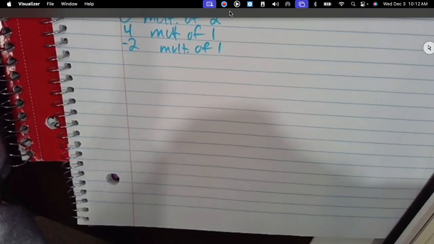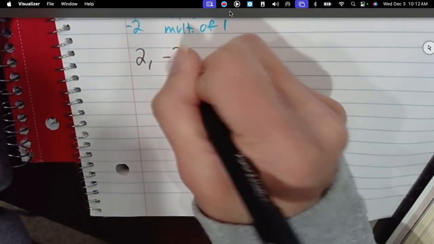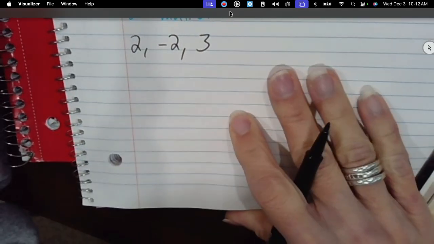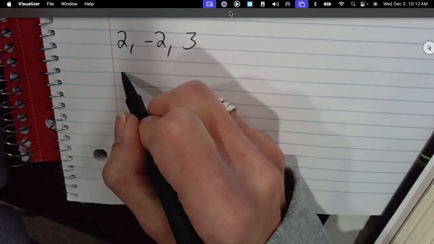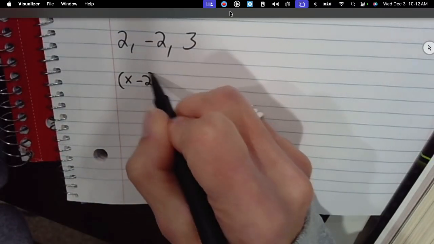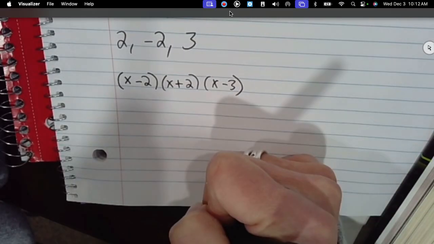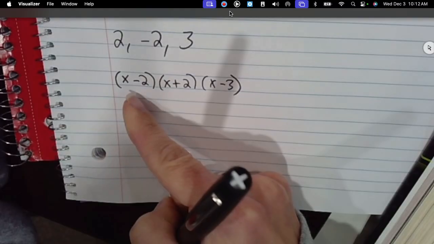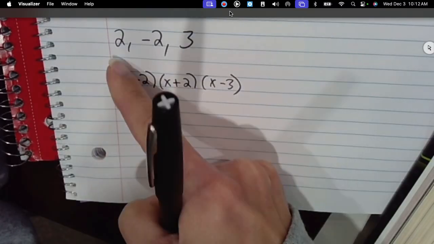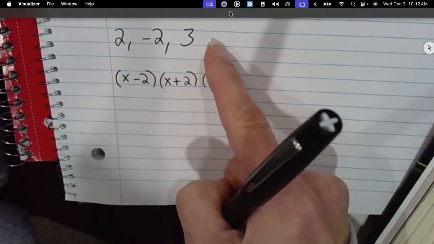All right, y'all, if your zeros are 2, -2, and 3, these are my zeros. What would my equation look like? X minus 2, x plus 2, x minus 3. Why would you have x squared? Well, if I'm looking backwards, what's this one's 0? 2. What's this one's 0? -2. What's this one's 0? 3. So you're working backwards.